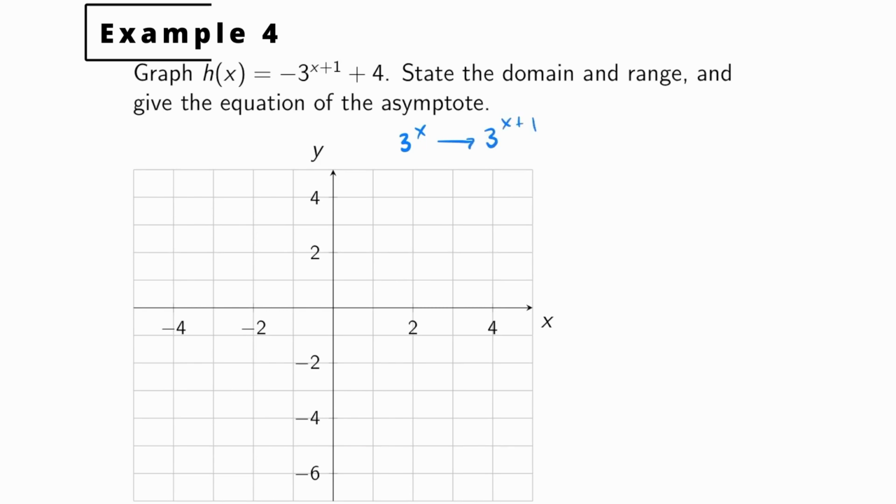So let me graph these in stages. So 3 to the x would look like this. It's going to cross the y-axis here. I'm just going to dotted line these. Okay, so it looks like that.